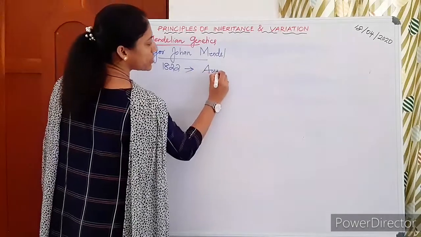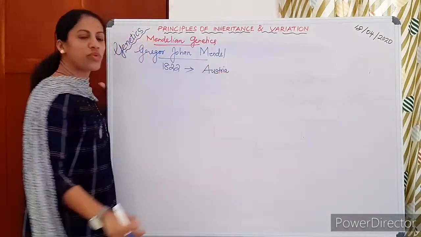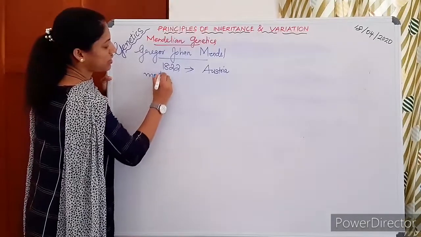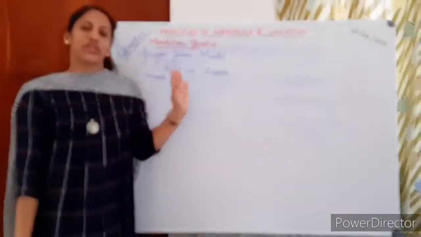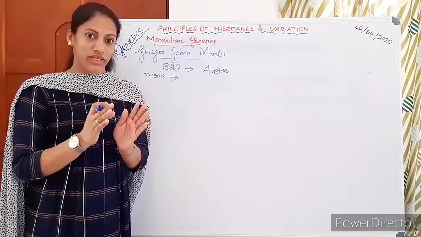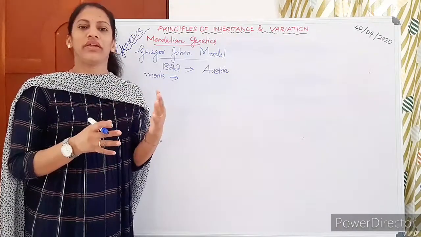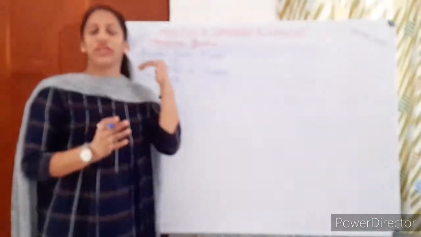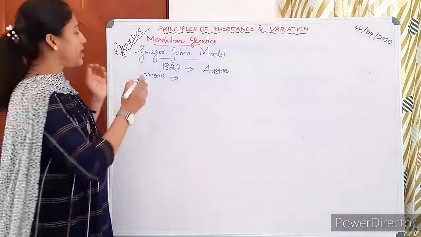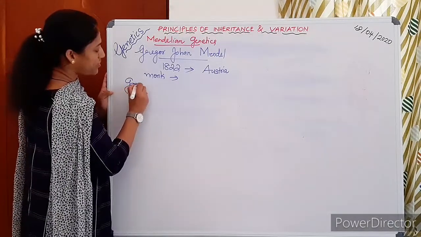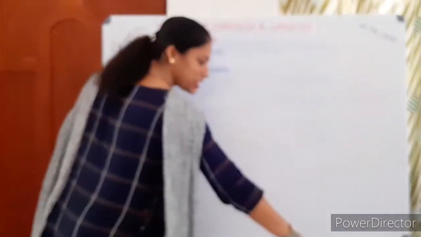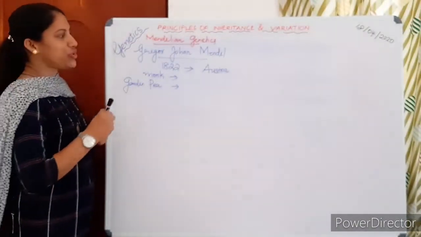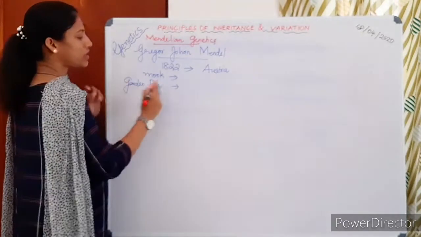in Austria, the present Czechoslovakia, in a small village called Heisendorf, and he was a monk in one monastery of Brunn city. Actually he was not a very great scientist, but he could make a pioneering attempt in genetics and develop a new field of biology, genetics. Then he conducted his experiments in simple garden pea. The experimental material of Gregor Johann Mendel, father of genetics, was garden pea.